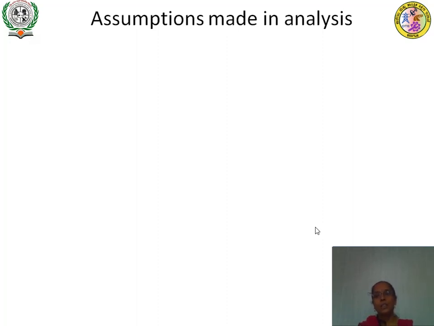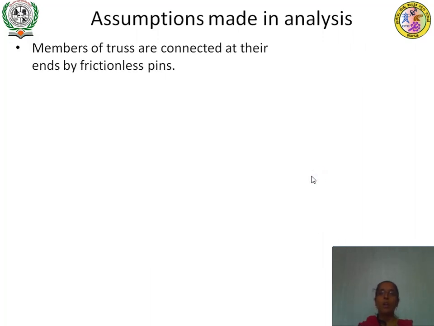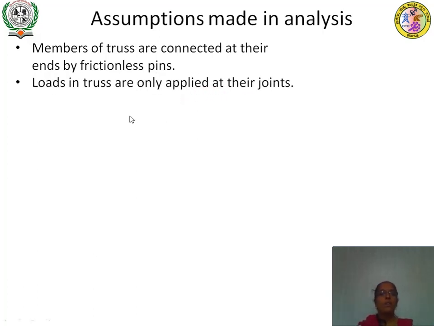In the analysis of plane trusses, certainly as in any theory, there will be some assumptions. In the analysis of plane trusses, some assumptions are made. What are those assumptions? The members of the truss are connected at their ends by frictionless pins, so the loads in the truss are applied only at the joints.